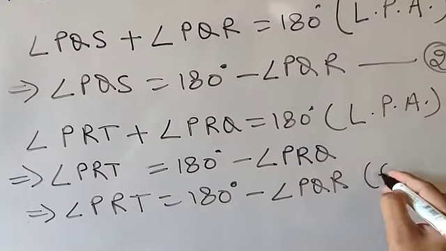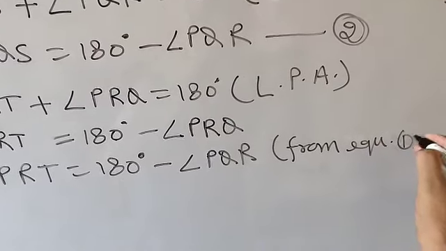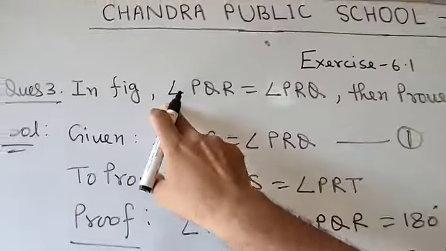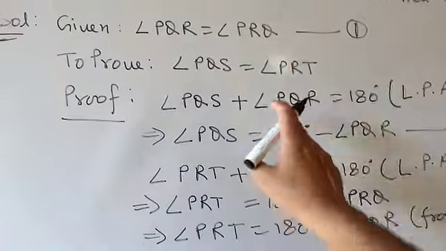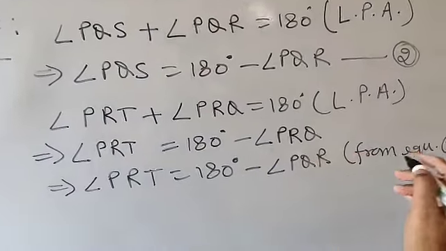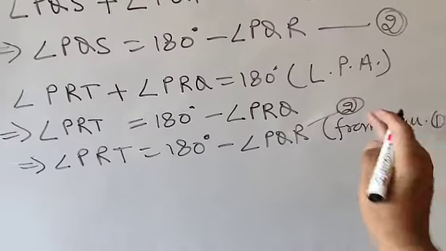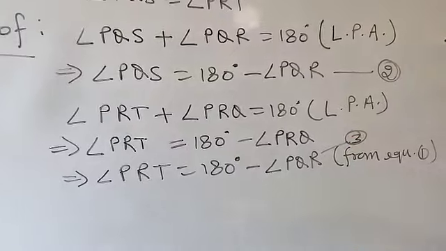From where have I replaced this? From equation 1. In equation 1 I have written that both are equal, that is given in the question. Here it is given that angle PQR equals angle PRQ, so that's why I have replaced this. Now this is equation 3. You have made two equations, so that is equation 3.